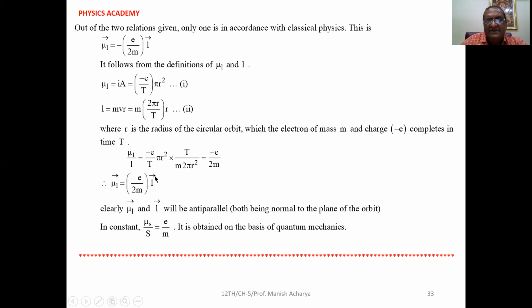classically accepted. Now mu S, that is e by m into S in terms of spin angular momentum. We can derive this equation on the basis of quantum mechanics only. And at present, it is out of your scope. Clear to all of you?